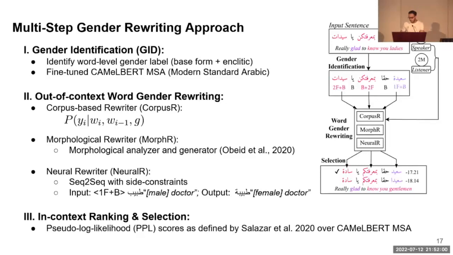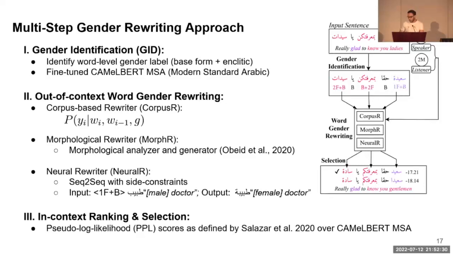The second rewriting system we call morphological rewriter, or morph-R, and this is a morphological analyzer and generator that is built on top of a large manually created lexicon. For the last one, we use a neural rewriter, or neural R, and this is a word level sequence model that is trained with side constraints, meaning that for the input, we feed in a word and we prepend the target gender of the word that we would like to output.